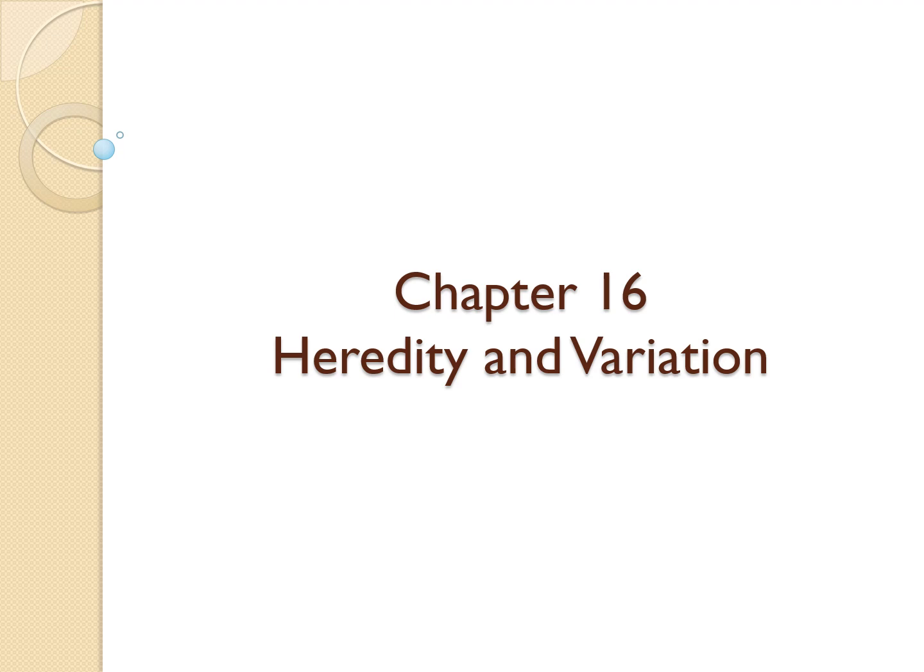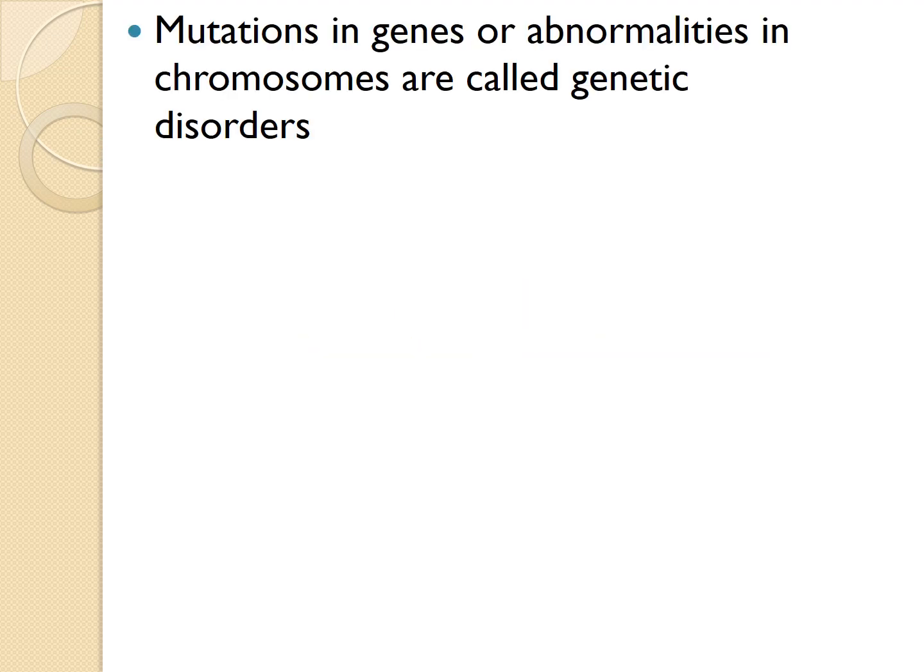Today we will continue with the last part of chapter 16, Heredity and Variation. Today we are going to discuss genetic disorders. What are genetic disorders? Mutations in the genes or abnormalities in chromosomes are called genetic disorders. This is the definition of genetic disorder.